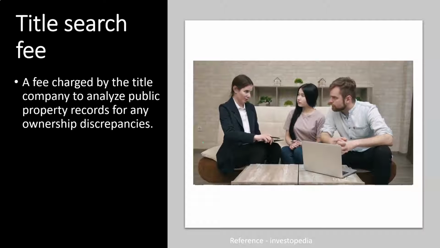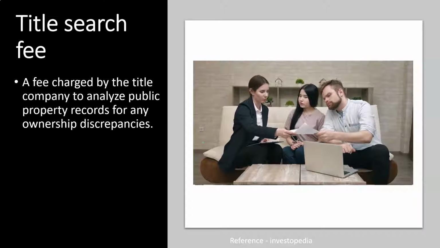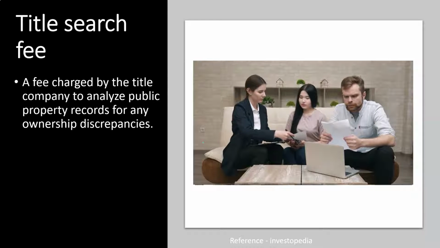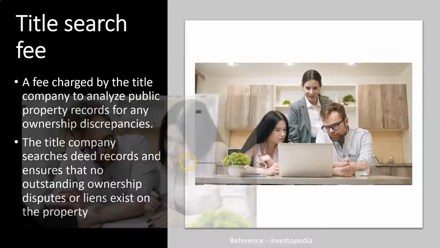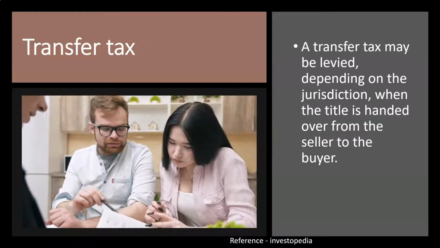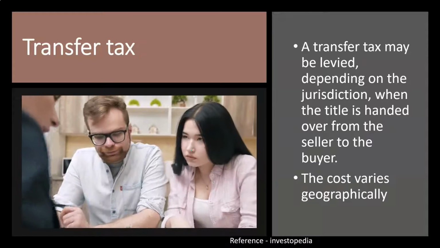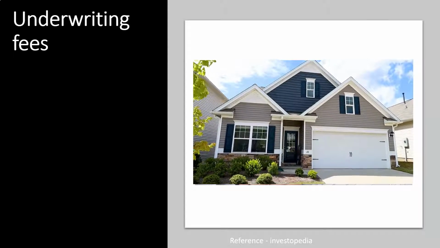We have the title search fee, so obviously that's going to be important. A fee charged by the title company to analyze public property records for any ownership discrepancies. So we want to make sure that they do the title search, so we know what the ownership line is going to be. The title company searches deed records and ensures that no outstanding ownership disputes or liens exist on the property. We've got the transfer tax. A transfer tax may be levied, depending on the jurisdiction, when the title is handed over from the seller to the buyer. The cost varies geographically, so that could be by circumstance and location.